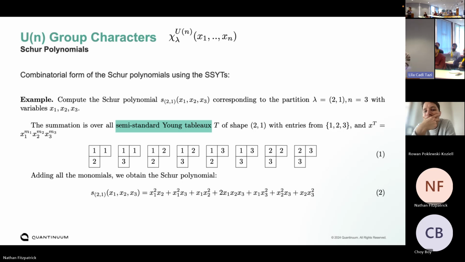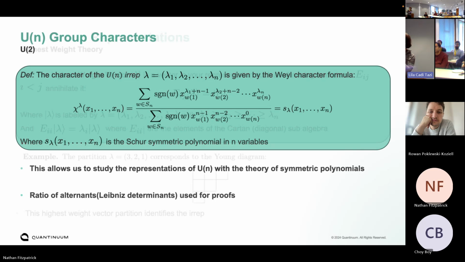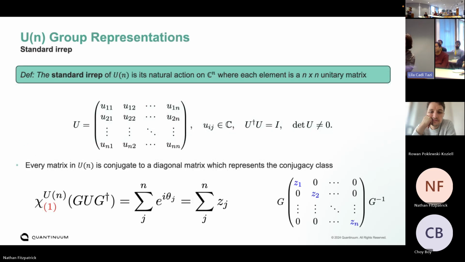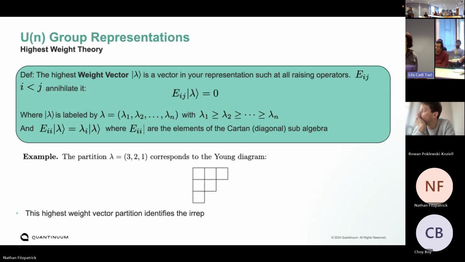Also these variables x1, x2, x3. In this example, it's the unitary group of 3 by 3 because we only have 3 variables. These are the trace elements here. So this would be a 3 by 3 matrix, with the diagonal elements. So you don't really care that this parameterizes the conjugacy class. You just take these as the variables for the characters of the Schur polynomials.